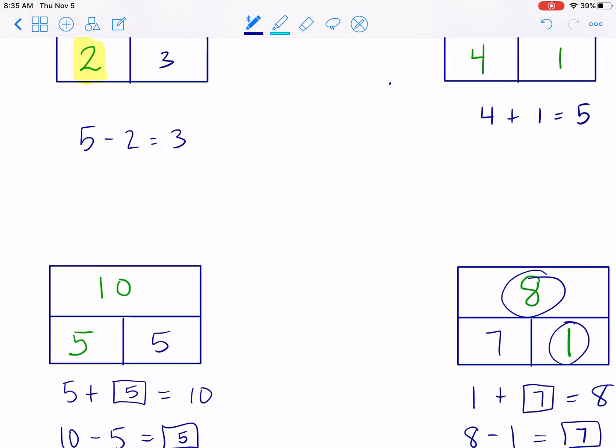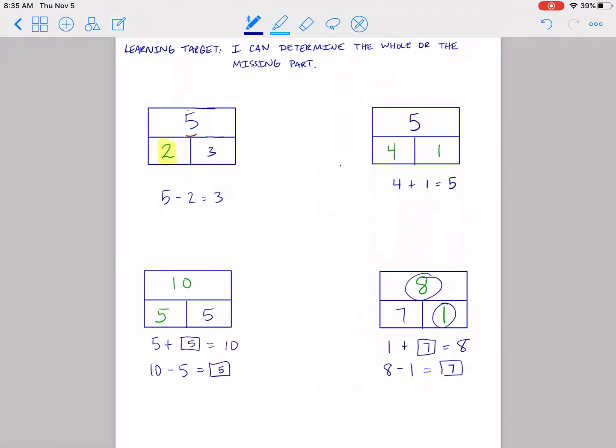So you are going to practice some of these on your form. This is just to help us get ready for some word problems that we will see. And we're going to keep working with this type of model for a little bit. So have fun with these.